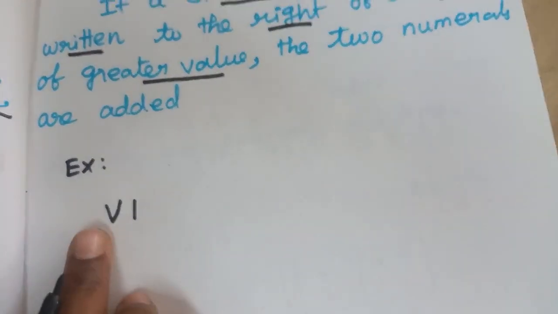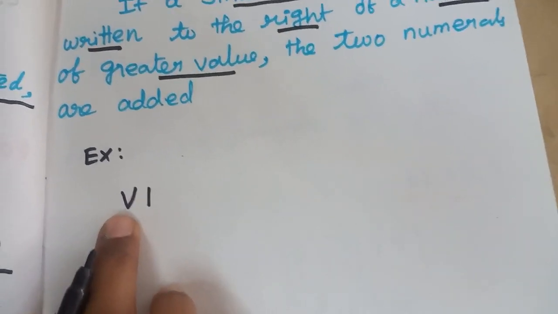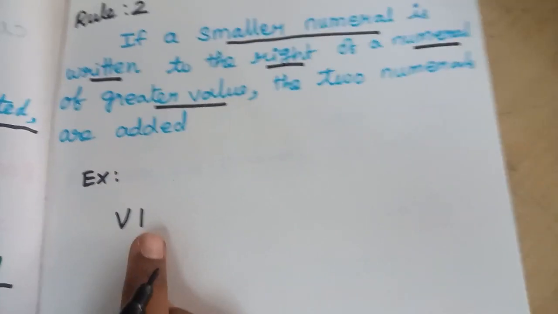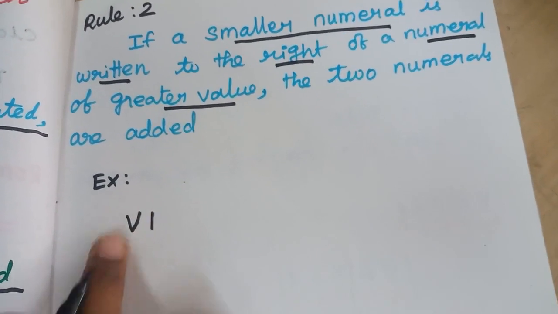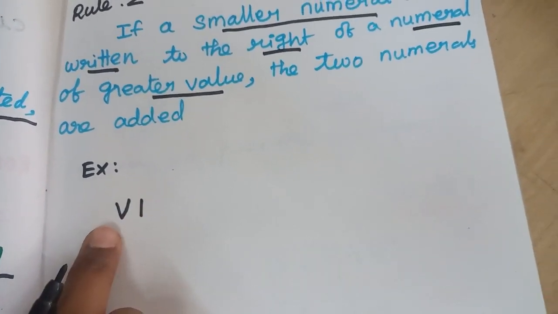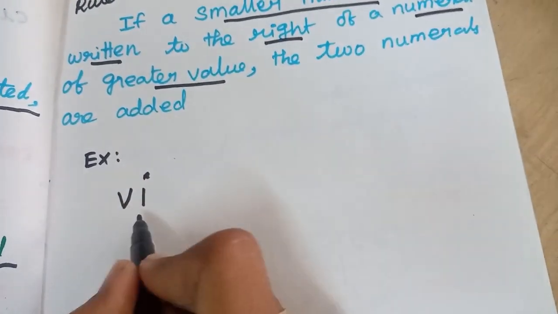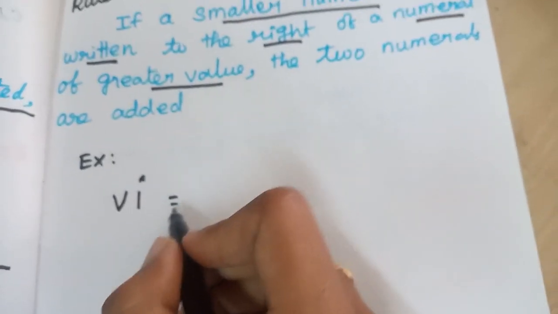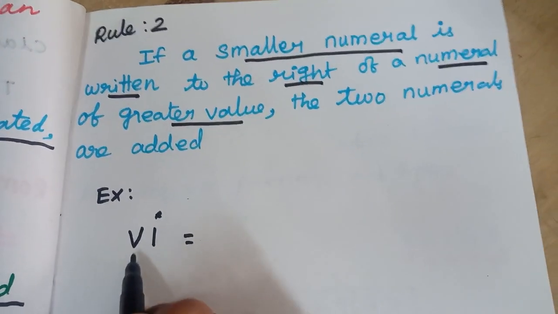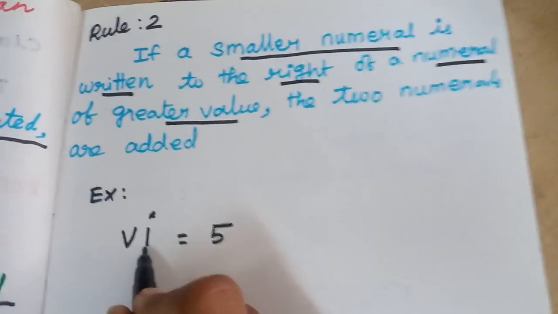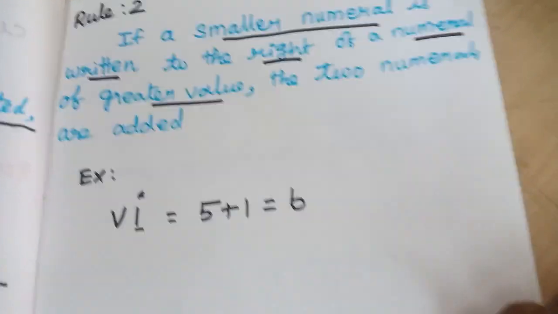Here I represents 1 and V represents 5. The smaller numeral is written to the right of the greater value. If we add these two numbers, V denotes 5, plus I denotes 1. So the answer is 6.